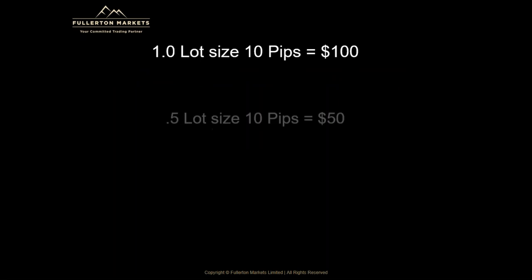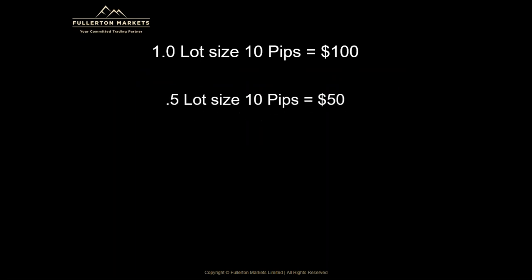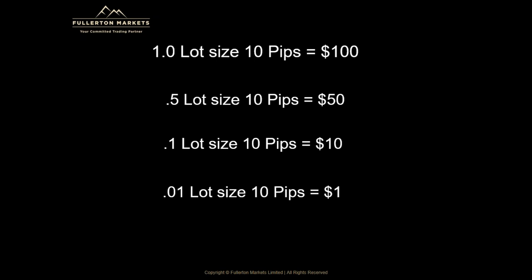Use small lot sizes. Now, I know everybody knows what a lot size is and how much it's worth, but let's just review this very briefly. One lot size for 10 pips equals how much? $100. 0.5 of a lot size, 10 pips, equals $50. 0.1 of a lot size, 10 pips, equals $10. And 0.01 lot size, 10 pips, equals $1.